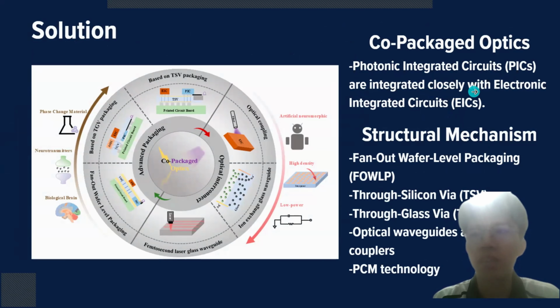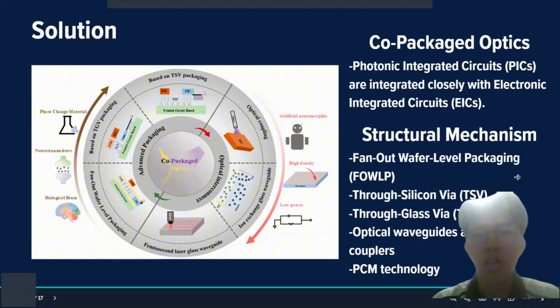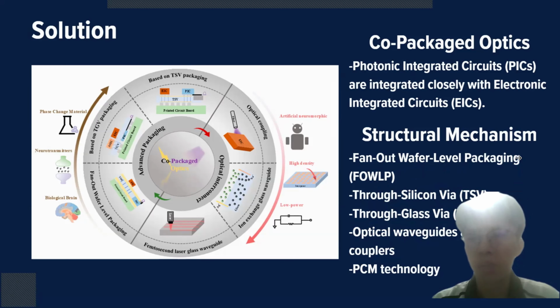PICs are integrated closely with the electronic integrated circuits. The architecture is supported by heterogeneous integration technology, which is fan-out wafer level packaging, FOWLP, through-silicon via, TSV, through-glass via, TGV, and with the optical waveguides and edge couplers and the PCM technologies. These are the mechanisms which can help us to reduce the power consumption, improve the bandwidth density, and provide a scalable packaging solution in future high-speed communication systems.